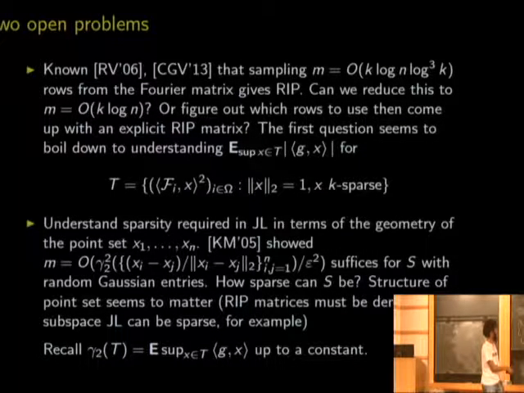So what is it about the net of a low-dimensional subspace which lets you get away with a sparse matrix S? And what is it about the net of sparse vectors which makes you not able to get away with sparse matrices? Okay, so I want to understand sparsity in terms of the geometry of the point set. And that's all.